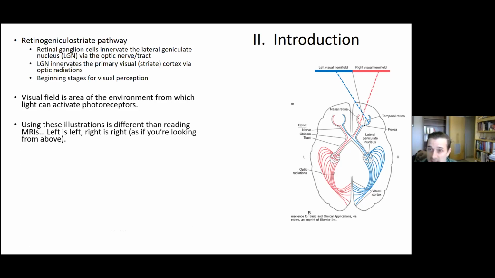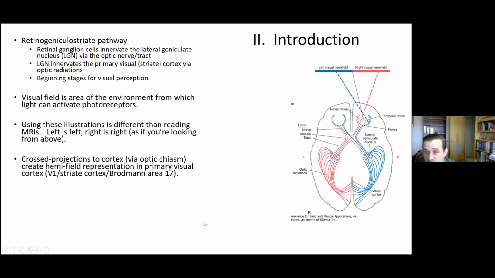Now, if you look at this illustration, right is right and left is left. For those of you that have looked at radiographic images, I'm not sure if you've had to look at radiographic images before, but the rule of thumb is that everything is reversed. So right is left and left is right. But in this case, what you're looking at is an image as if I were looking directly at the top of someone's brain. So if I'm looking directly at the top of someone's brain, then left is left and right is right, per this visual diagram.